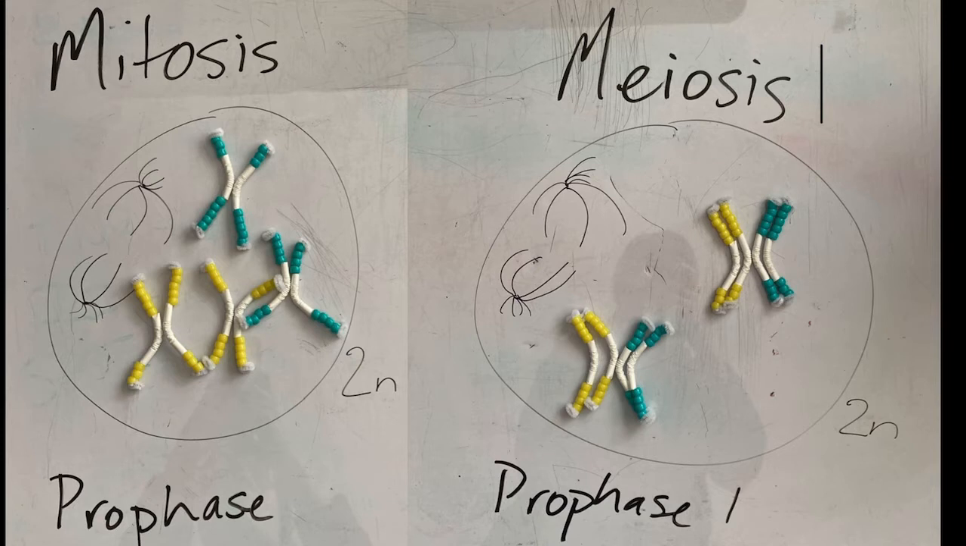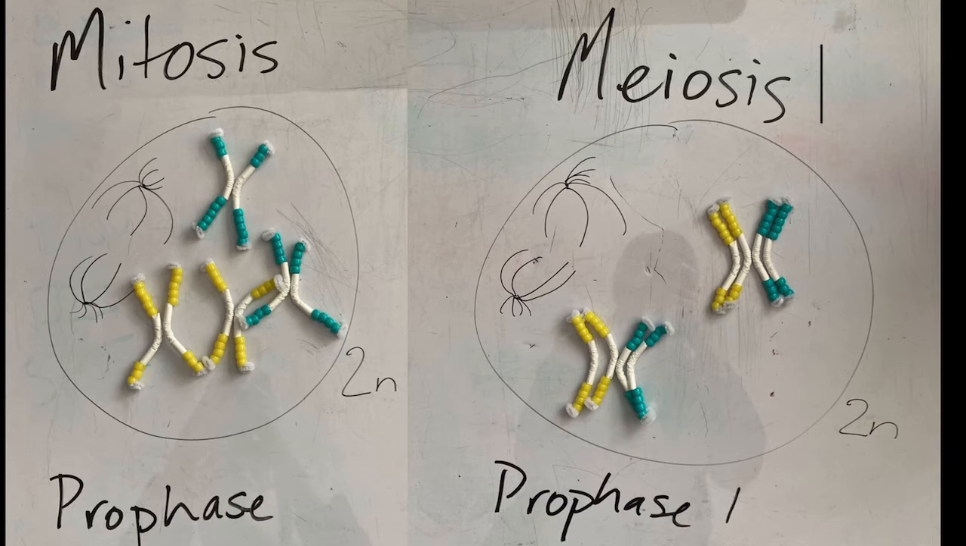For prophase in mitosis, you can see that the homologous chromosomes are not attached. However, in prophase 1 in meiosis, you can see that the homologous chromosomes are attached. And this is because in meiosis, crossing over occurs in prophase 1. Crossing over is the exchange of genetic material between the maternal and paternal chromosomes. So, for example, in this photo, the blue maternal chromosome exchanges a piece of DNA with the yellow paternal chromosome.